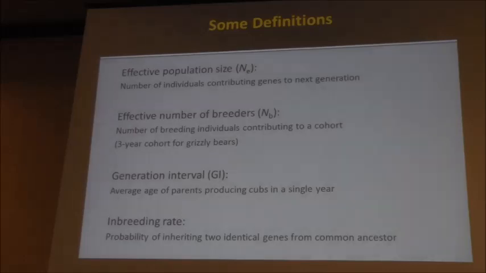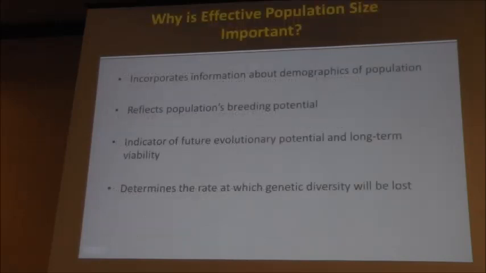Two cubs in a particular year. And then the inbreeding rate is the probability of inheriting two identical genes from a common ancestor. And the question really is, of course, you're probably wondering, why is this so important? Because here we're incorporating not just genetic information, but also demographic information about the population. And again, as I mentioned before, that's a pretty unique data set that most people really don't have for any wildlife population.